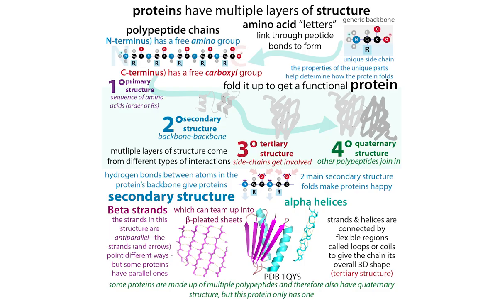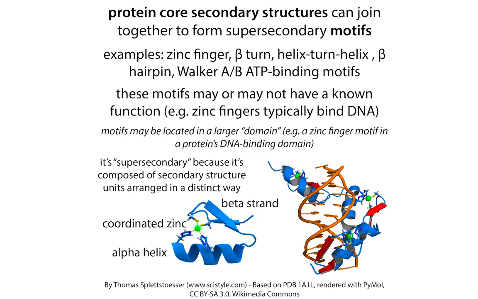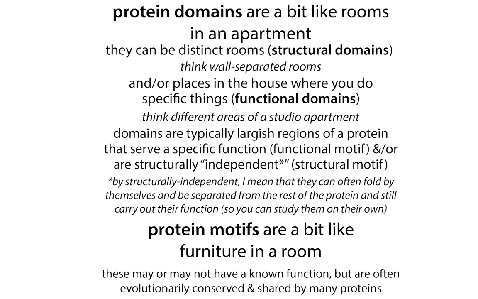We've been talking a lot about primary structure, so our sequence of amino acids, and how that influences secondary structure, which is the backbone hydrogen bonding that gives us things like alpha helices and beta strands and beta pleated sheets. Now we're going to talk about how those can actually join up to form things like motifs, which are kind of like the furniture within your rooms, and domains, which are kind of like the rooms themselves.